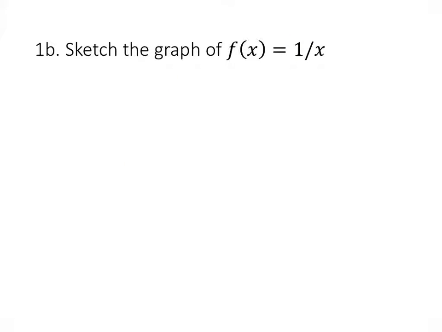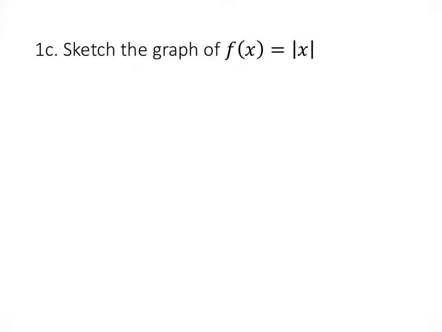For 1 over x, again, what we need to know is that as we approach 0, the y values shoot up to infinity from the right of 0, and then shoot down to negative infinity to the left of 0. And then as we go either to positive infinity or to negative infinity, the y values get closer and closer to 0. So that's what that graph looks like.